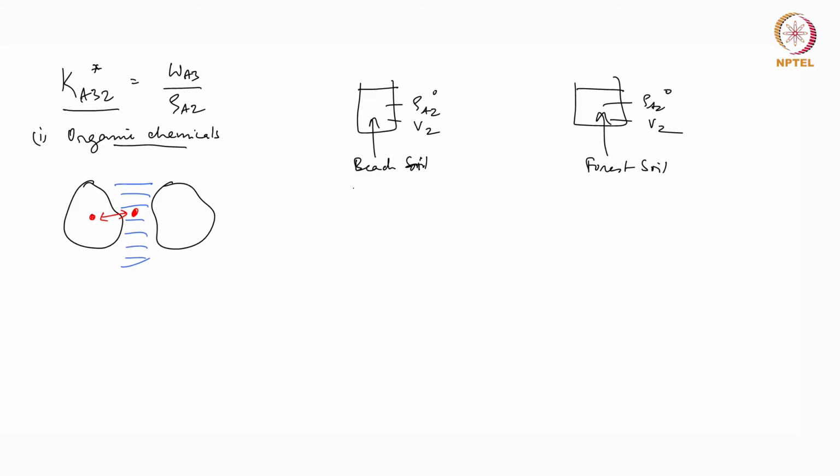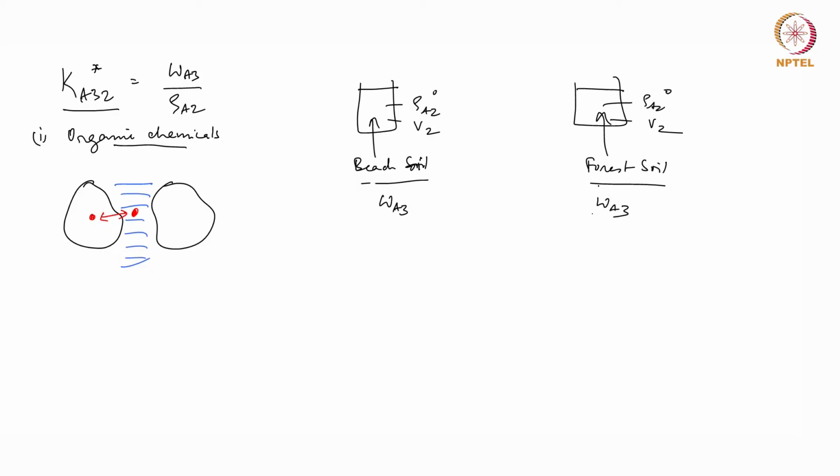When I put say 1 gram of beach soil and 1 gram of forest soil in both cases, and I shake it. At the end of some period of time, say 2 days or 3 days, how much of the chemical would you think would be on the soil in the case of the beach and the soil in the case of the forest? Which one would be higher? So, if I want to estimate WA3 here and WA3 here, which one do you think will be greater? Will they be the same?